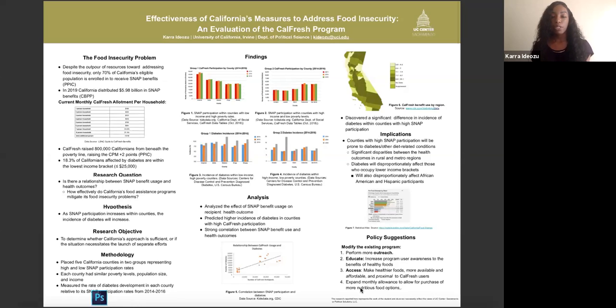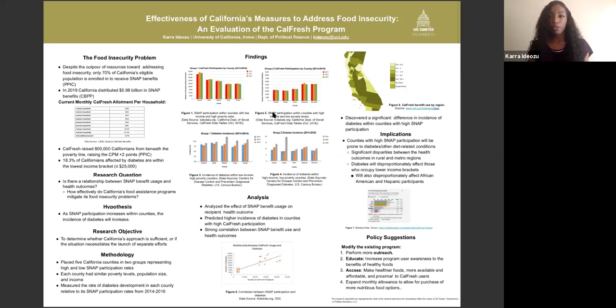The outcome of interest in this study was diabetes. So I observed 5 counties over the years 2014 to 2016, and measured the development of diabetes and SNAP participation in each of these counties. I only grouped counties with similar population size, income, and poverty levels, and found that there was a significant difference in the prevalence of diabetes in the counties where there was high SNAP participation. You'll see group 1, figure 1 on my poster.